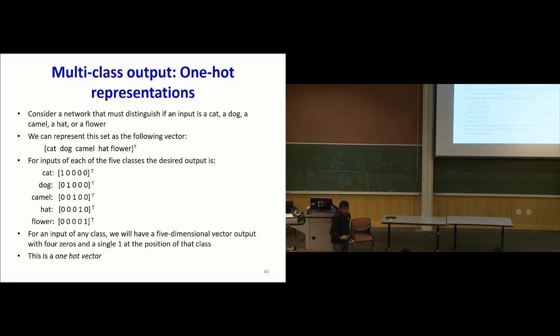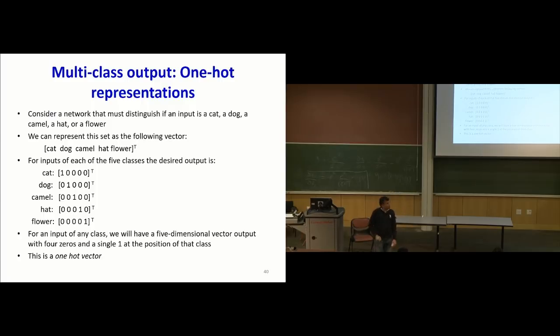Now, if you have multi-class classification, consider a network that must distinguish if an input is a cat, a dog, a camel, a hat, or a flower. Then you have 5 arbitrary classes. So what we will do is decide upon a specific order for these 5 outputs, maybe cat, dog, camel, hat, flower. Any time you want the output to be a cat, the output is going to be a 5-dimensional vector where the value is 1 in the cat position and 0 elsewhere.